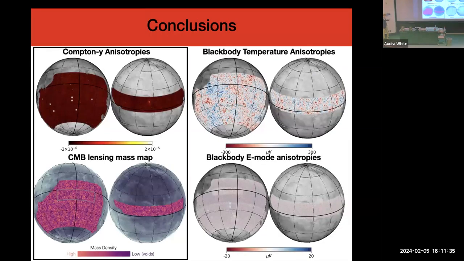With that, I'd like to conclude by highlighting that many of the data products that we've been developing, including ancillary products required to interpret them, such as beams and simulations, are all publicly available or going to be soon. In the case of the CMB lensing mass map, this is available now to download, and our Compton Y map will be available in the coming weeks.